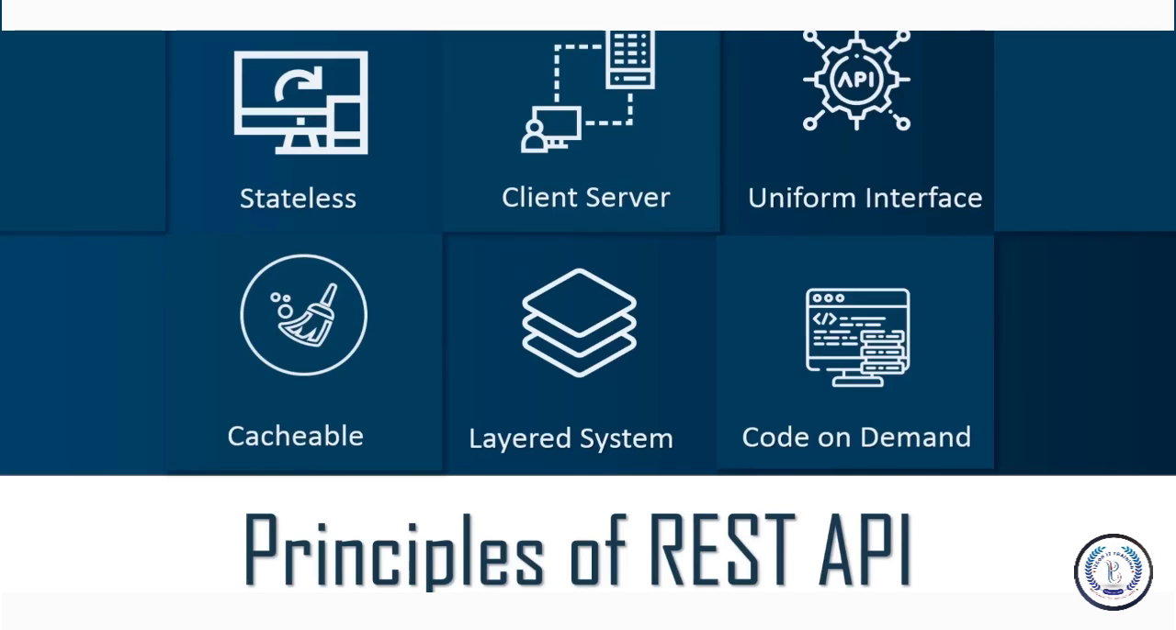Moving on to the last principle, that is code on demand. This is an optional constraint and is used the least. It basically permits a client's code or applets to be downloaded and used within the application. In essence, it simplifies the clients by creating a smart application which doesn't rely on its own code structure. So I hope that you've understood the principles of REST API.